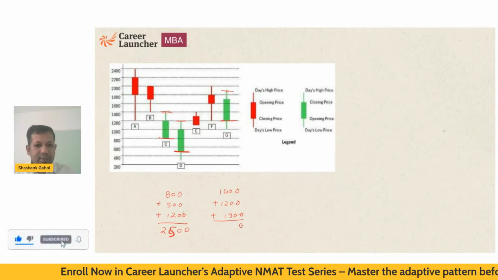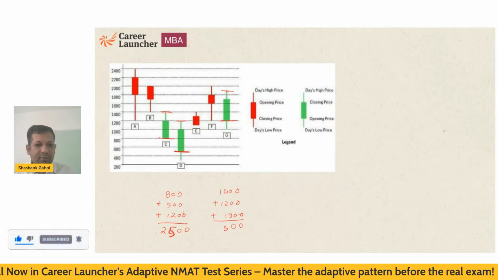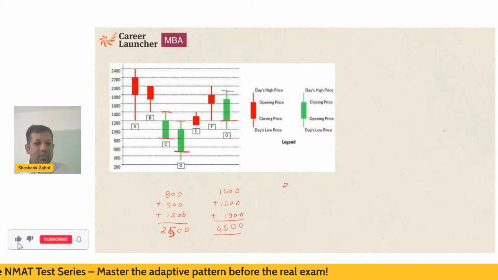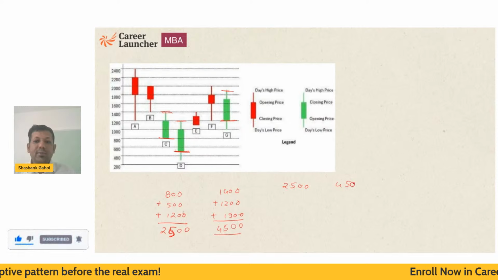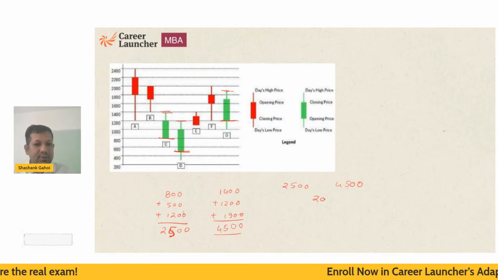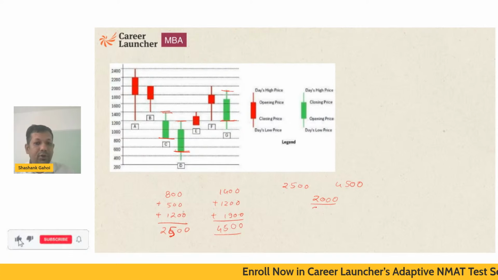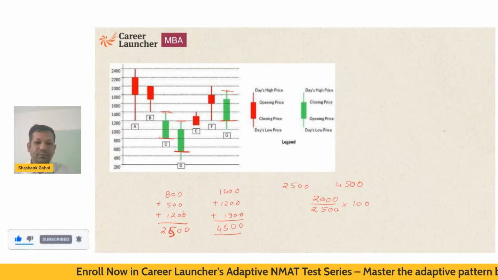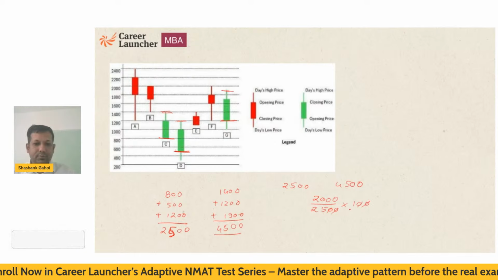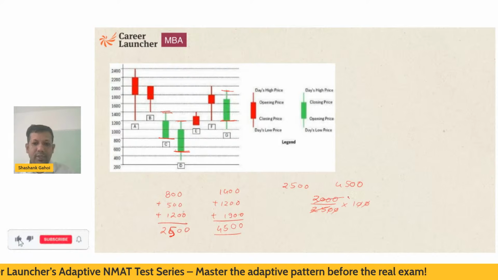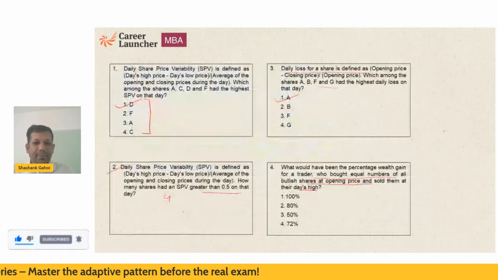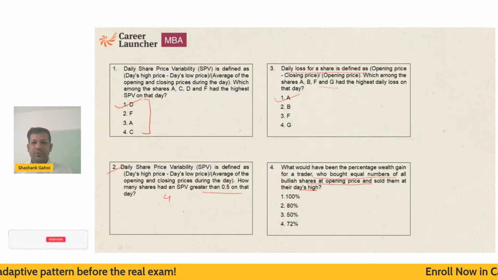So the cost price is 2500. Selling price is 4500. So what is the profit amount? That is 2000. At what cost? 2000 divided by 2500 into 100. This comes out to be 80. So his profit percent is definitely going to be 80%. So the answer of this question is going to be 2.